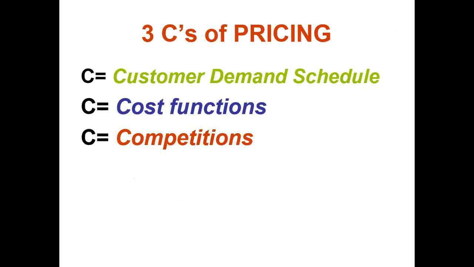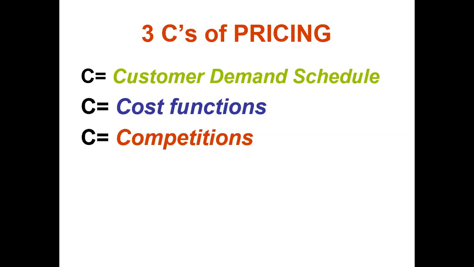After going through these main objectives, the profit orientation, sales orientation, and others, another important aspect we must understand is the three C's of pricing. How does this pricing come? How does the company make the price of the product? What are the various factors that affect the pricing of the product? This can be summarized as the three C's.